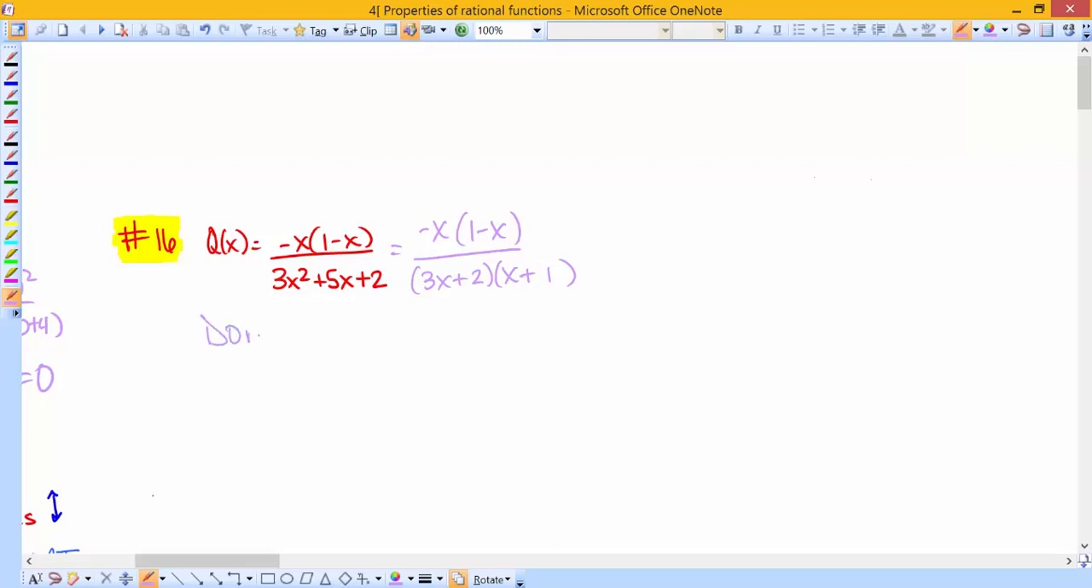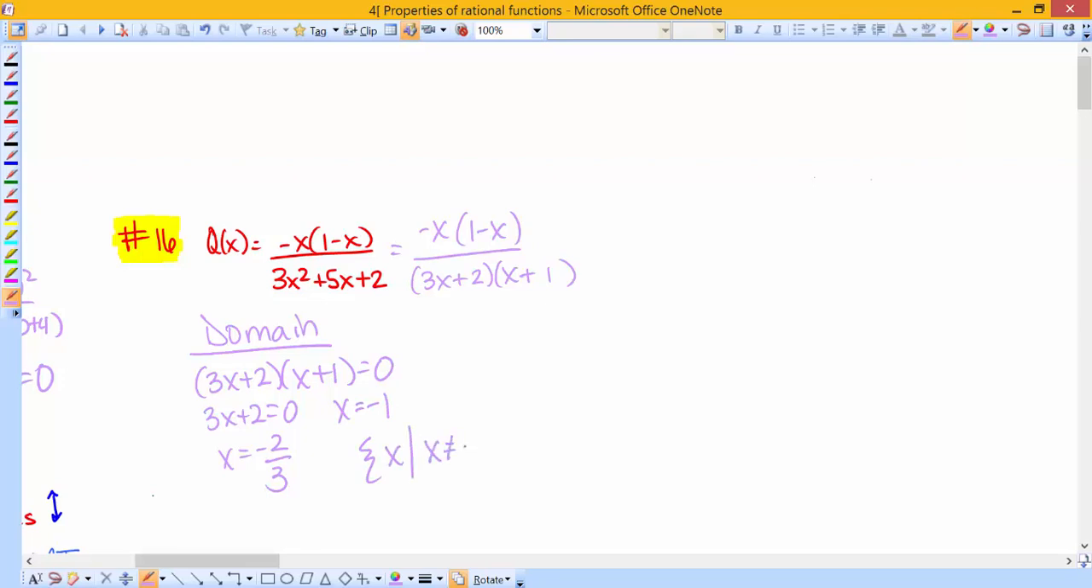So my domain comes when you set the denominator equal to 0. And then I'm going to look at each of my factors. So this is 3x plus 2 equals 0, which is negative 2 over 3. You guys can do the math on your own. And this is negative 1. So this will be x such that x cannot equal negative 1 and negative 2/3, which are also your vertical asymptotes. So your vertical asymptotes are negative 2/3, because we have to block our graph from going there, and negative 1.